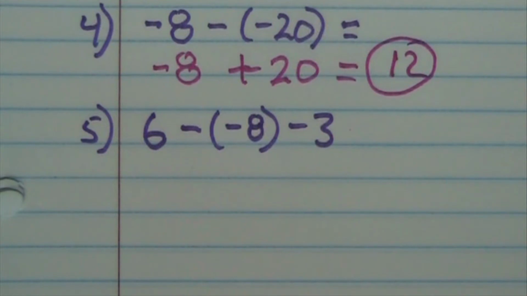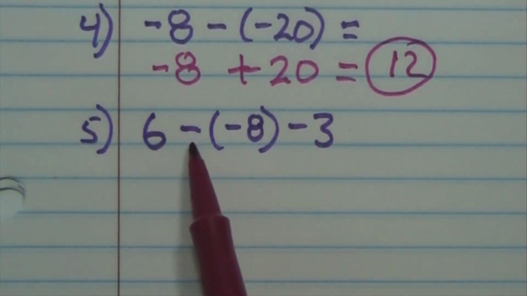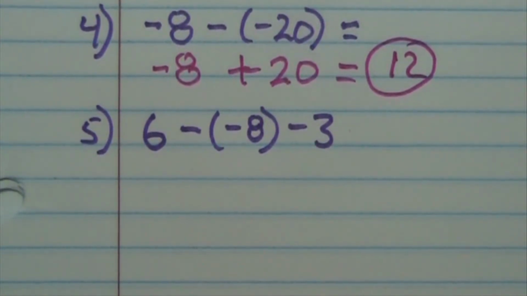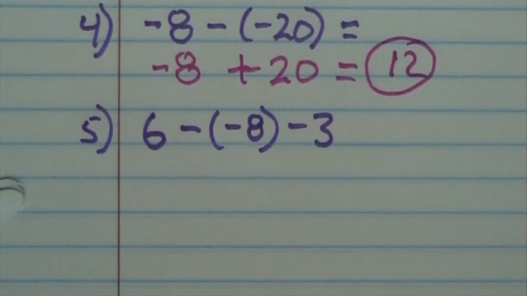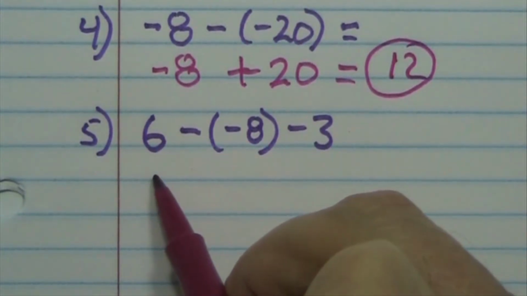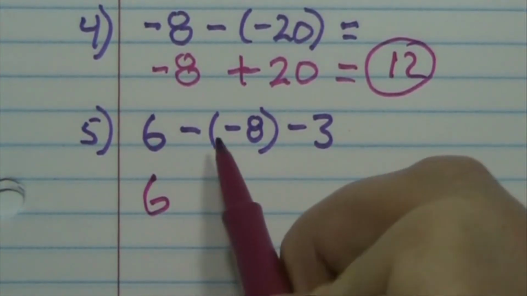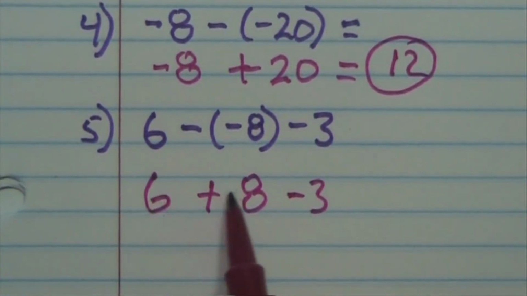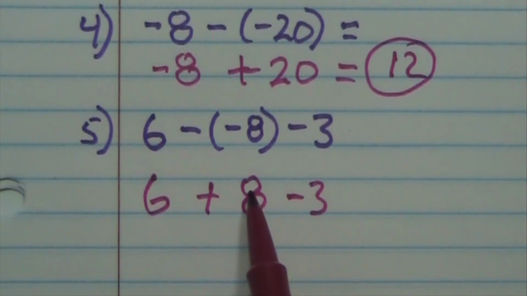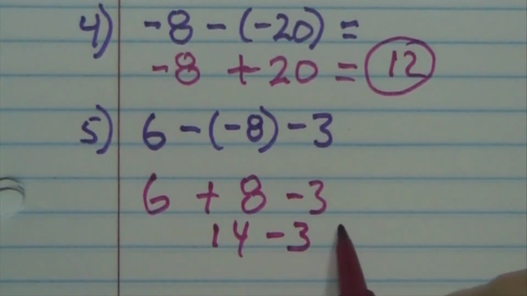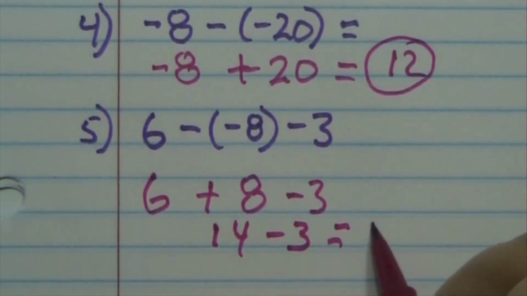Number 5, 6 minus negative 8 minus 3. Okay, so let's see. We have 6 minus negative 8. Well, this is like 6, I'll put this down here, 6. This makes a big plus. And then we have minus 3. And if you want to, you can just go left or right. 6 and 8 is 14. And 14 minus 3. 14 take away 3 is 11.